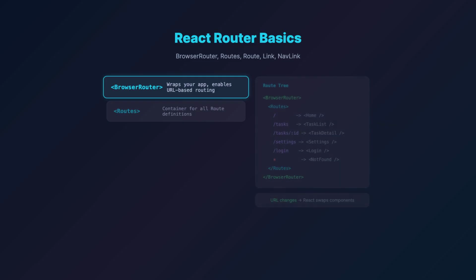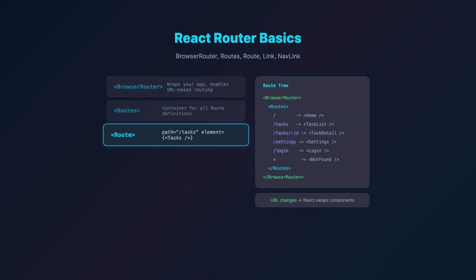Routes is the container that holds all your route definitions. Each Route maps a URL path to a React component. Path equals /tasks, element equals TaskList component. Path equals /tasks/:id, element equals TaskDetail component. The :id is a dynamic segment. It matches any value. /tasks/1, /tasks/42, they all match.